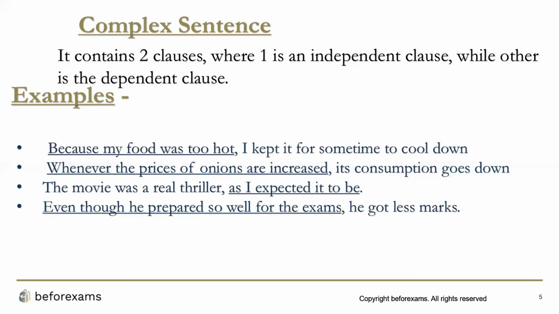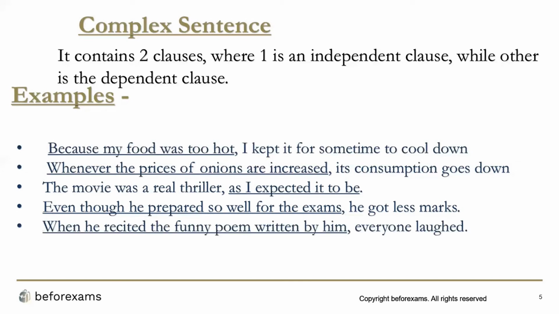Let's look at the other examples. Even though he prepared so well for the exams, he got less marks. When he recited the funny poem written by him, everyone laughed. So these are the examples of complex sentences wherein there is a dependent clause and an independent clause, and this dependent clause is incomplete without the independent clause, while the independent clause is complete in itself.